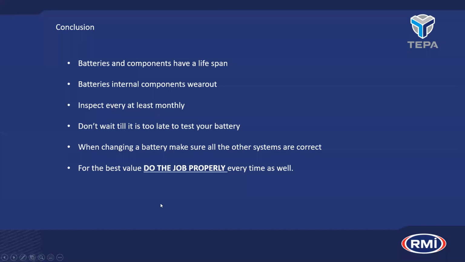And when changing the battery, as I said earlier, when I showed you the pictures of the starter motor and the alternator, make sure that all the other systems are correct. And once again, for the best value, do the job properly every time as well. Because if you do the job properly, you will have the best value out of the battery. So keeping it clean, making sure the alternator and starter are doing what they're supposed to do, that you don't have parasitic drains into the vehicle, will make your battery last.